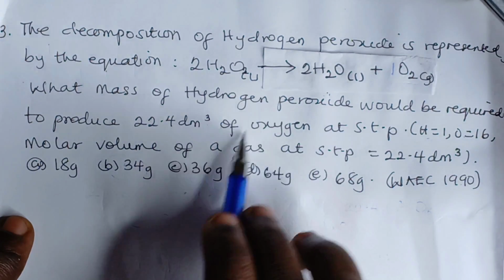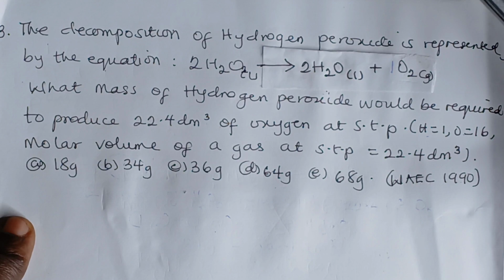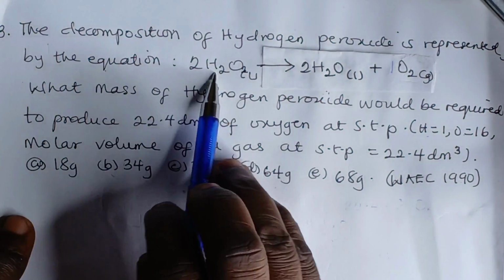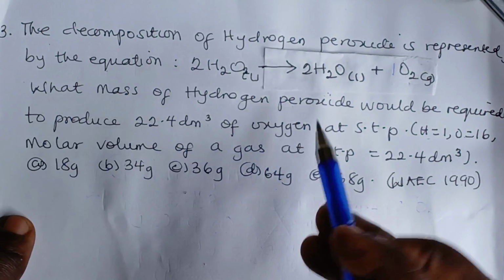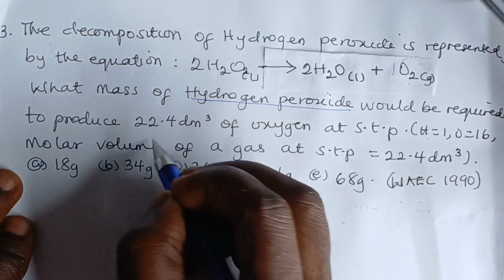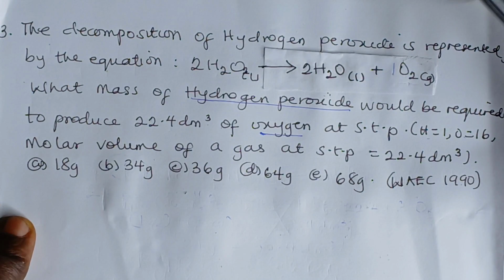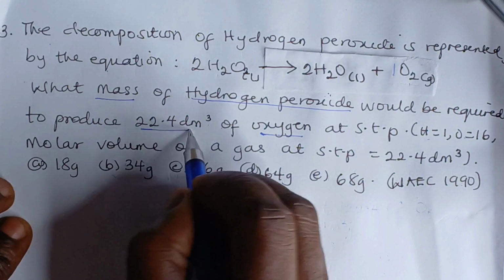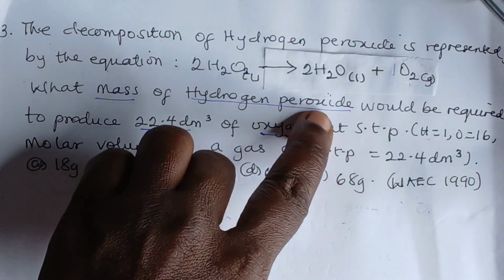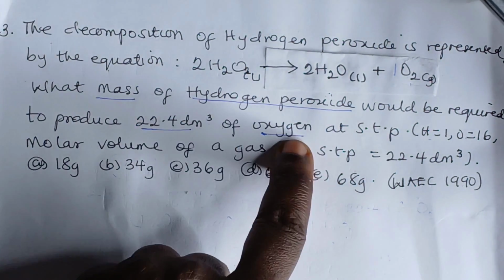So the two compounds we are working on here are hydrogen peroxide and oxygen. That's the first thing you need to identify. Hydrogen peroxide here and oxygen. That's what we are working on. So the next thing, what parameter are we using? Mass and volume. Mass of hydrogen peroxide, then volume of oxygen.